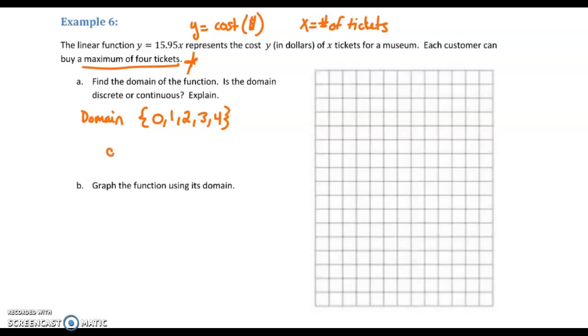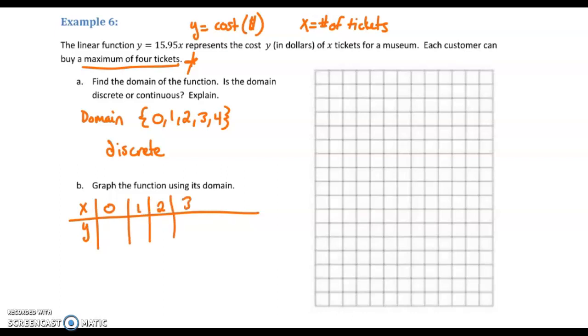So the domain is discrete because there are only very specific numbers you can buy. You can't buy numbers in between. So there's only specific numbers of tickets that you can buy. Now it wants us to graph it using its domain. So what it means by that is, first of all, it's discrete, so we're going to have a scatter plot full of points. We will not connect them. Second of all, we can only go from 0 to 4 because the domain restricted us to not buying more than 4 tickets. So how we find our y values is we use our equation.